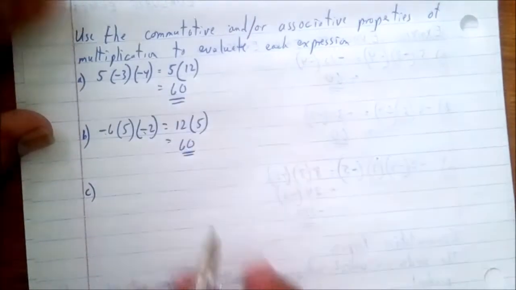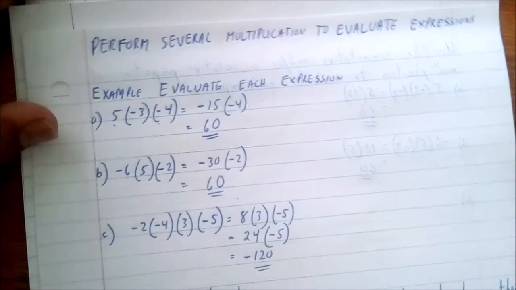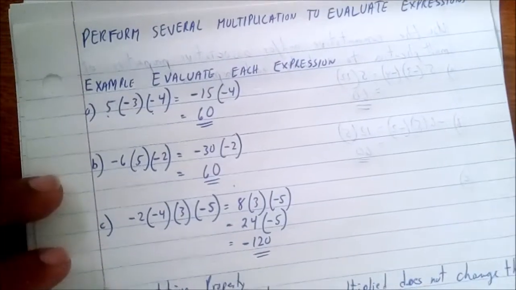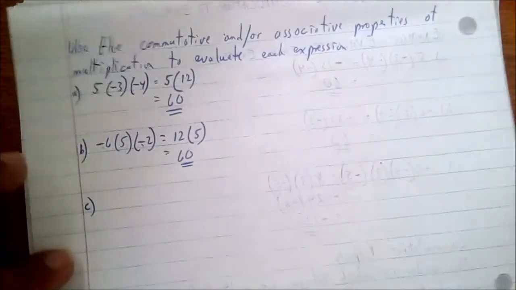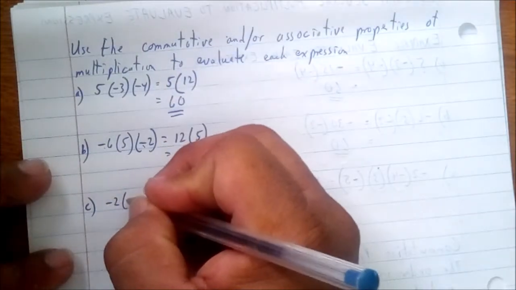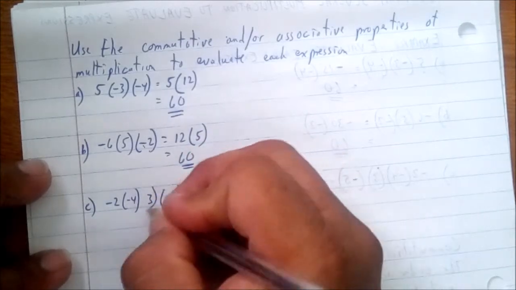So notice 60 and 60 is the same solution as this one here. So you have now -2, -3, -2, -3, -2, -4, 3, and -5. -2, -4, 3, -5. So we need to end up back with -120.